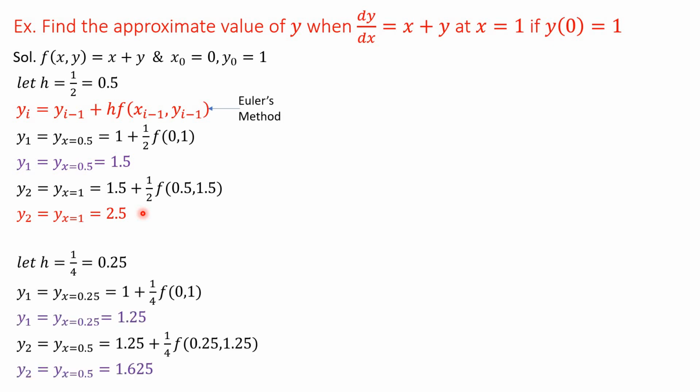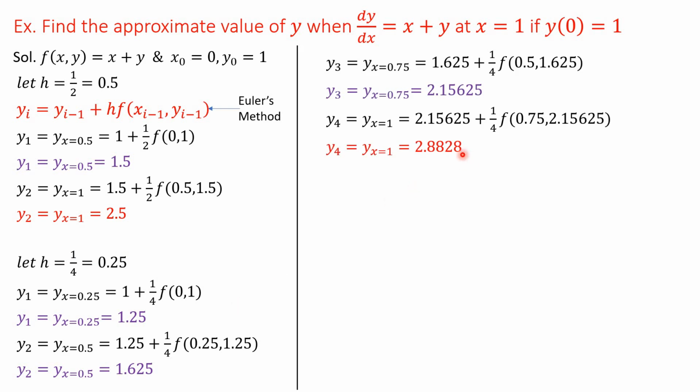This is Euler method. Now suppose we take h is equal to 0.25, an even smaller value of h. So for a smaller value of h we get a more approximate answer. So when h is equal to 0.25, now there will be 4 iterations, and here y4, that is y at x is equal to 1, will be 2.8828. So you can see there is a difference between the values, here it is 2.5, here it is 2.8828.